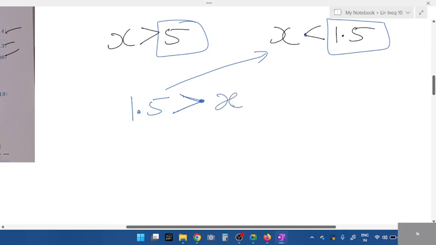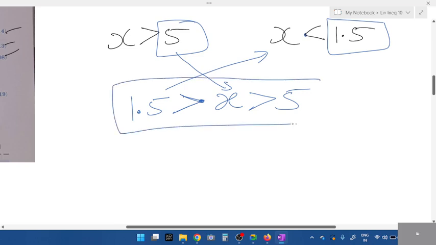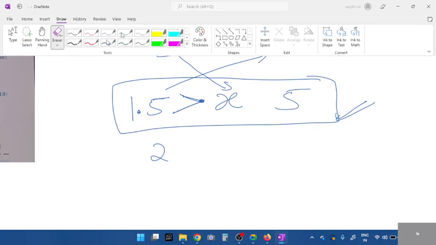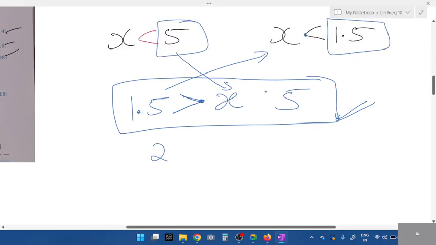Tell me, how do I merge this equation? Where is the arrow facing? Towards which number? 5. Like this. This is how you merge. This is the equation you get. Is it clear? So x lies in between these two. It should be 1.5. More than 1.5, what are the numbers we have? Let me rewrite this. It's 2, 3, 4. I'll write it like this.